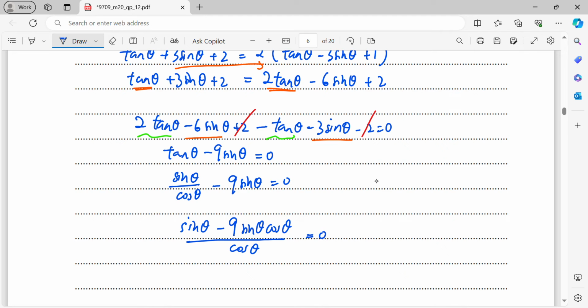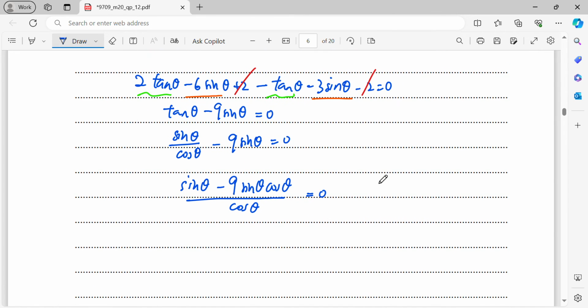Okay, and I notice that the sine theta is in common from both terms. So when you are solving, please do not cancel the common term. Always factorize the common term. So now, take out the sine theta or factorize the sine theta. Then here, you will be getting (1 minus 9 cos theta) over cos theta equals to 0.